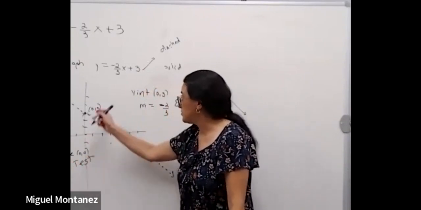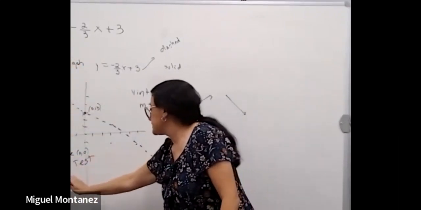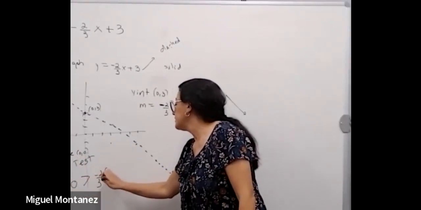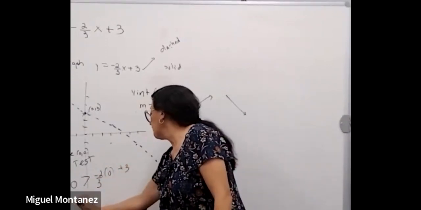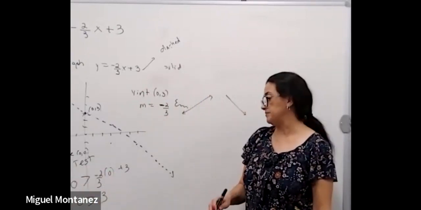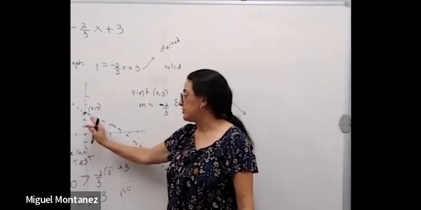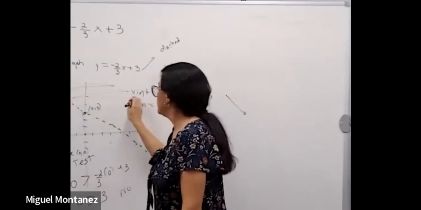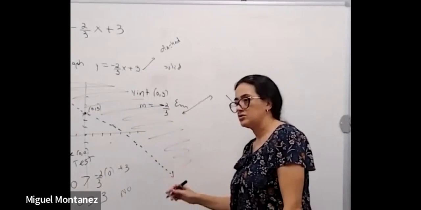To test. And what do we test? We don't test this. We test the original question. If y is bigger than negative 2/3 times 0 plus 3, is 0 bigger than 3? Is 0 greater than 3? No. So that means the solution is not in this neighborhood. The solution has to be on top. So we shade the top region. Any point that we pick here would be an answer.